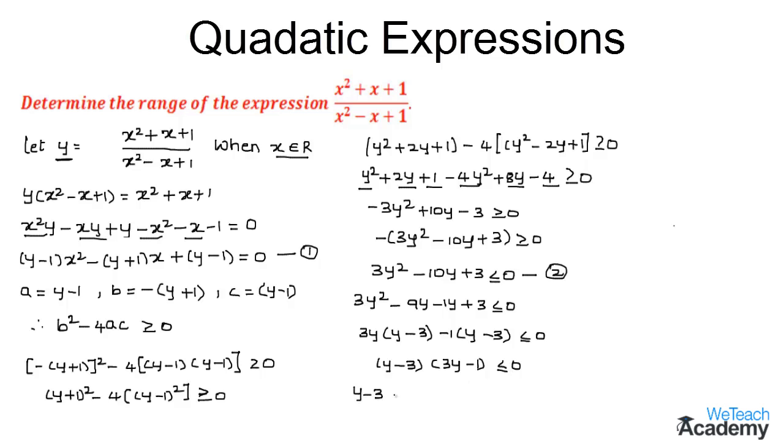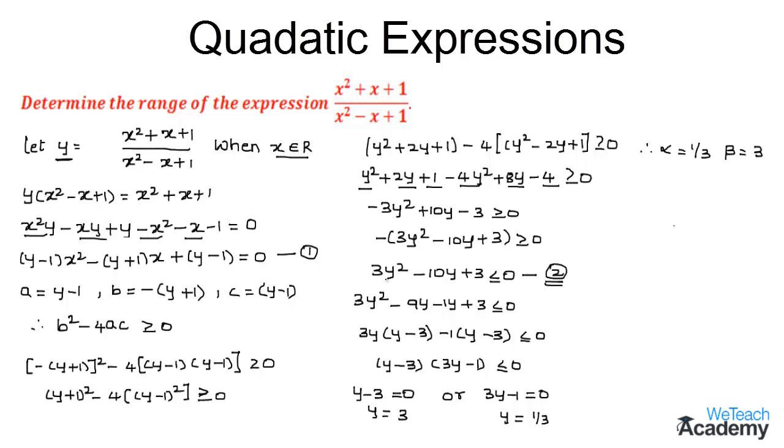So therefore we get the roots as y minus 3 equal to 0, which is nothing but y is equal to 3, or we get 3y minus 1 is equal to 0. So therefore we get the y value as 1 by 3. So we have the two roots, alpha as 1 by 3 and beta as 3, of the inequation 2.